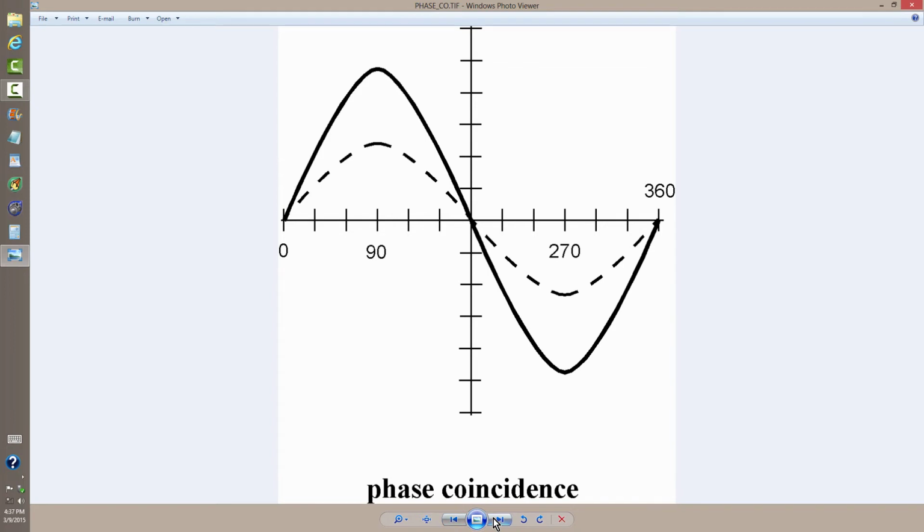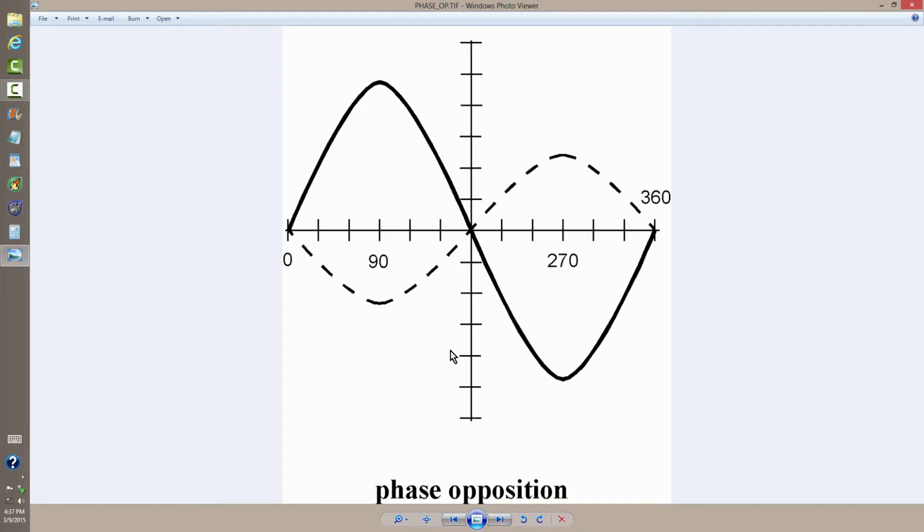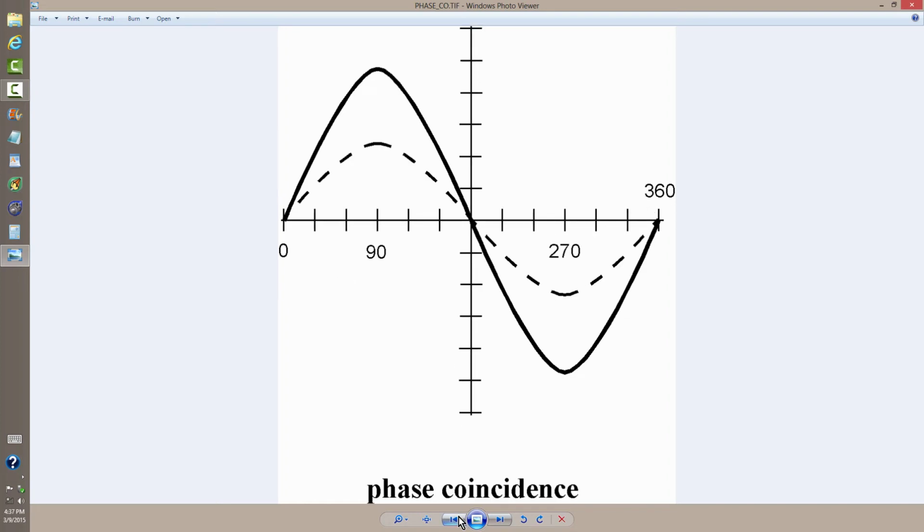Phase coincidence, phase opposition. Now, phase opposition means they oppose in phase. One wave is exactly upside down with respect to the other. That is, in the case of sine waves, the same thing as a 180 degree phase shift. But with other waves, more complex waves, and in fact with most waves other than sine waves, phase opposition and phase coincidence do not behave the same way as a 180 degree phase shift.